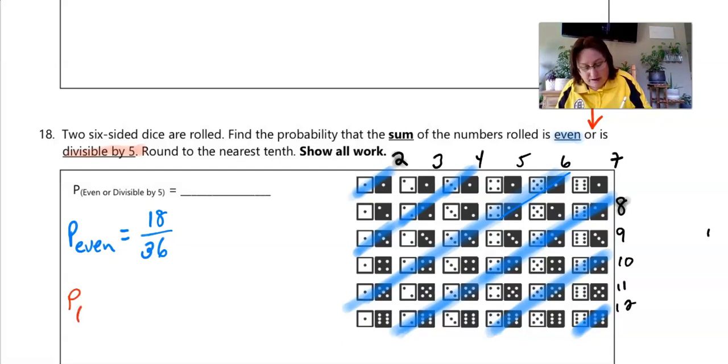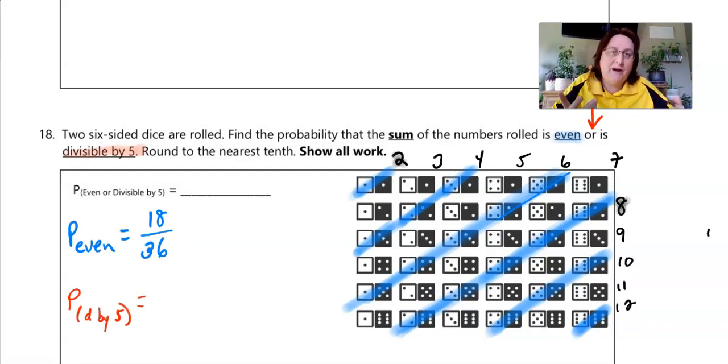Okay, now we need to find the probability that it's divisible by 5. So probability, and I'm going to abbreviate, divisible by 5. Okay, what is the probability divisible by 5? So guys, now let's go take a look and let's go highlight which of these sums is divisible by 5. Well, 2s are not divisible by 5. 3 isn't divisible by 5.